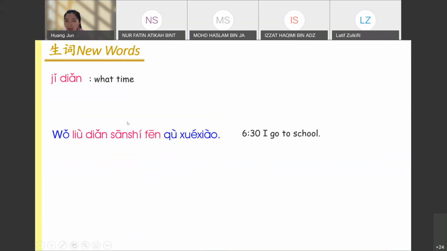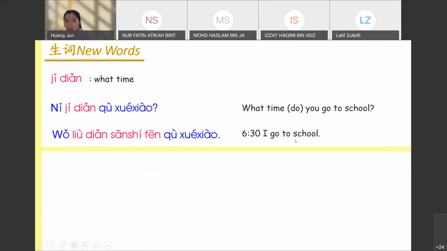So if I ask a question about the red color parts, 你几点, you will use 几点 to ask. You will ask what time you go to school. Okay, what time do you go to school? In English, when we ask a question for this answer, definitely we will use 'what time'. So we have another one. 什么时候? Just now we asked you, it means when.